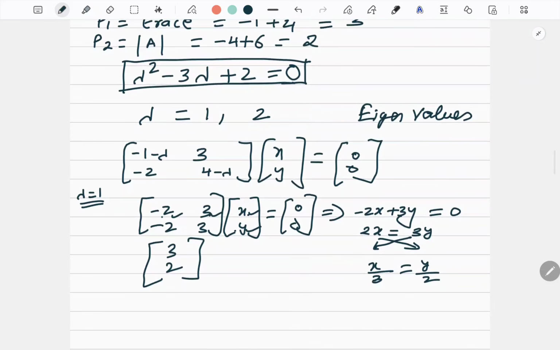Okay, the same thing I will do for lambda is equal to 2. In this I will put lambda is equal to 2 here. So I will get minus 1 minus 2 is minus 3, 3. Minus 2, 4 minus 2 is 2.